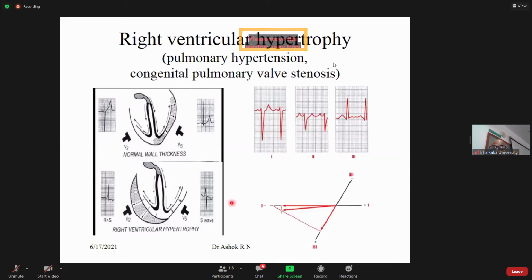If it's right ventricular hypertrophy, due to pulmonary hypertension also, in lead 1 there is a deep S wave, and tall R waves in lead 3. Trace it into lead 1 and lead 3, drop perpendiculars, trace it back to the origin, and you get an axis. There are tall R waves in V1, and in V5 there is a deep S wave.